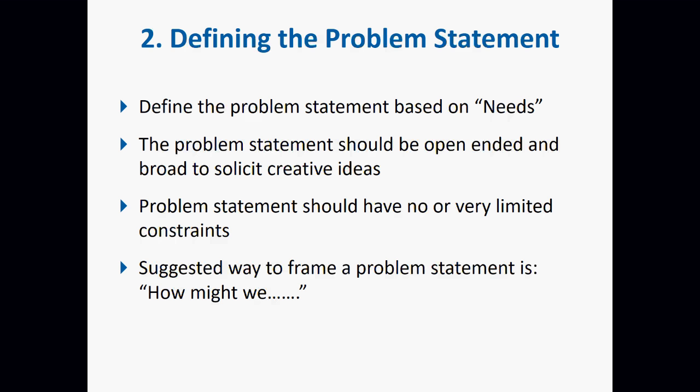And the suggested way to start a problem statement is to start off with how might we. This is not directional because of the word might, and it sounds very inclusive because we are saying we. So it's not saying it's your problem. We are calling it our problem. So how might we improve the work culture of this organization, or something of that sort, so that it becomes very open-minded and very inclusive, and it invites everyone to actually come up with a solution. So this is the problem definition stage.